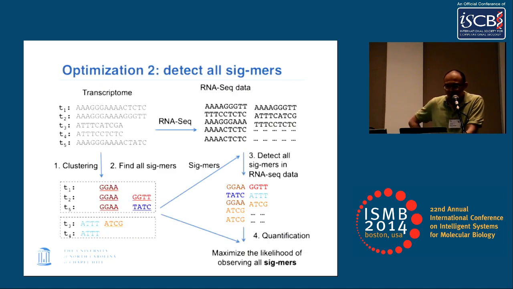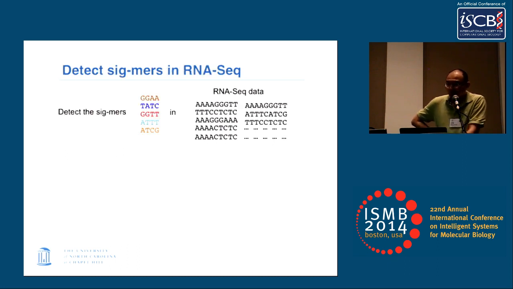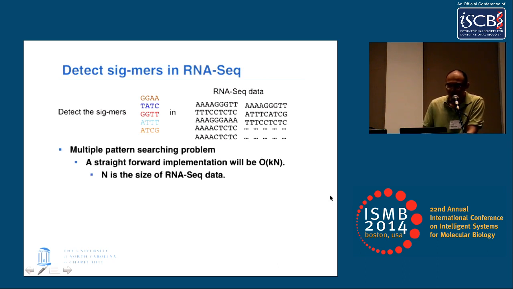The second optimization we did is to optimize the procedure to detect all the sigmers in the RNA-Seq data. So here's the problem. We have a list of sigmers and want to detect how they occur in this set of data. And this is actually still a very old computer science problem. It's called the multiple pattern searching problem. A straightforward implementation will be O(KN), where K is the length of the sigmers, and N is the size of the data.